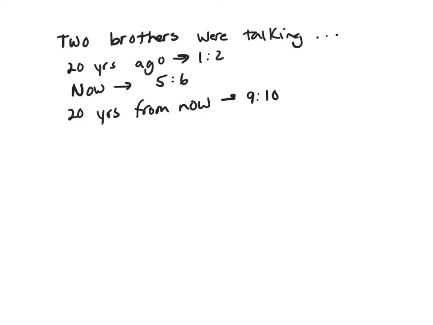We are trying to figure out the difference in these two brothers' ages and the sum of their ages right now. So 20 years ago, the ratio of their ages was 1 to 2. Now the ratio is 5 to 6. So let me change colors.